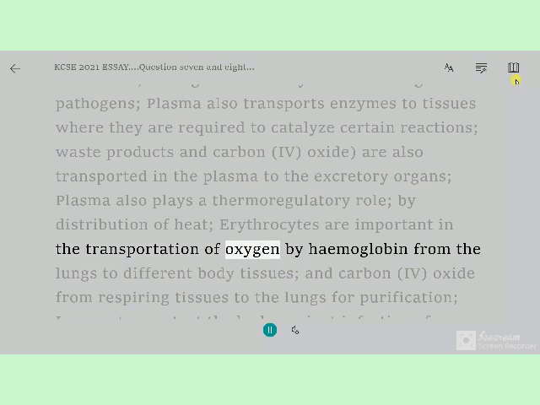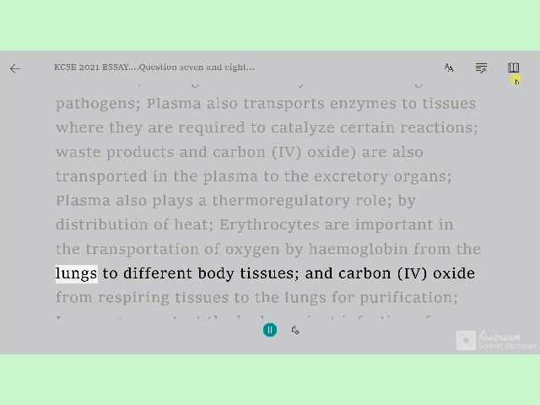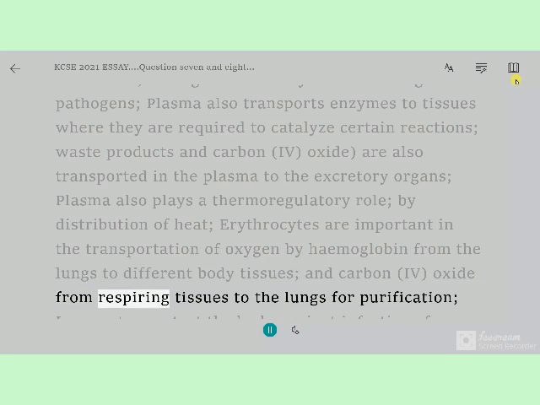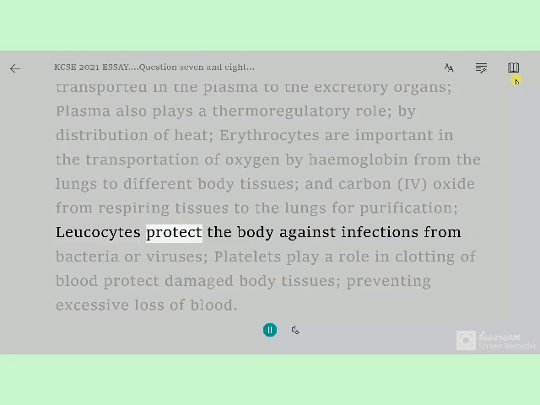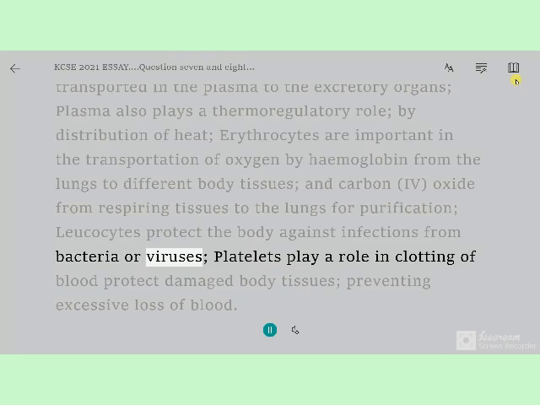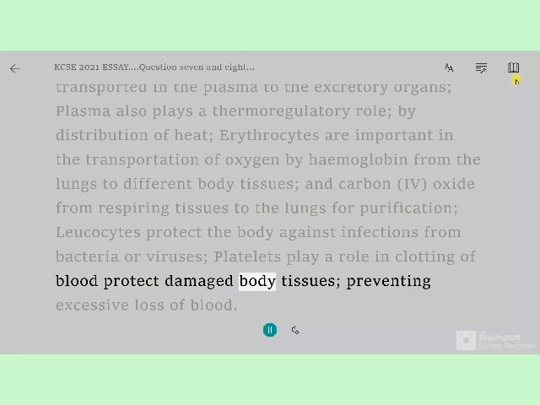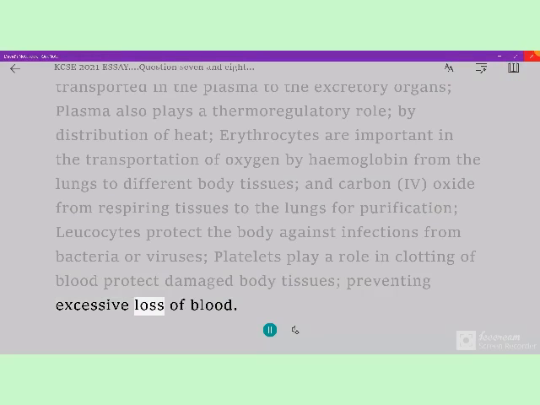Erythrocytes are important in the transportation of oxygen by hemoglobin from the lungs to different body tissues, and carbon dioxide from respiring tissues to the lungs for purification. Leukocytes protect the body against infections from bacteria or viruses. Platelets play a role in clotting of blood, protect damaged body tissues, preventing excessive loss of blood.